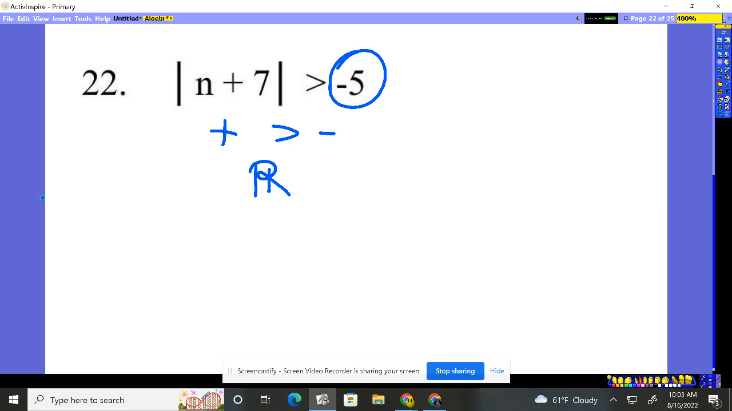We must pay attention to those special situations when we have an inequality, and this piece right here is a negative number.